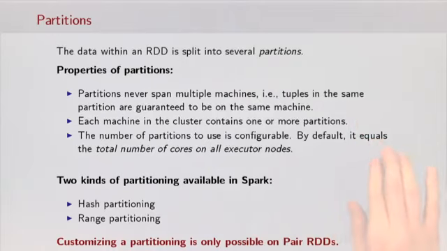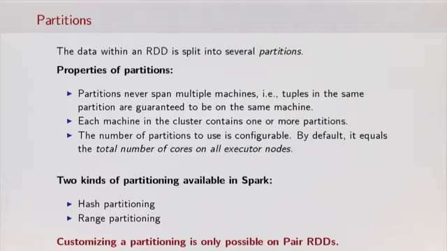Actually, the number of partitions is configurable, by the way. We'll learn about when and how the number of partitions can be changed by the user, though by default, when a job starts, the number of partitions is equal to the total number of cores on all executor nodes. That's the default. So for example, if all of the machines in your cluster have 4 cores, and you have 6 worker nodes, then the default number of partitions you can start with may be 24.